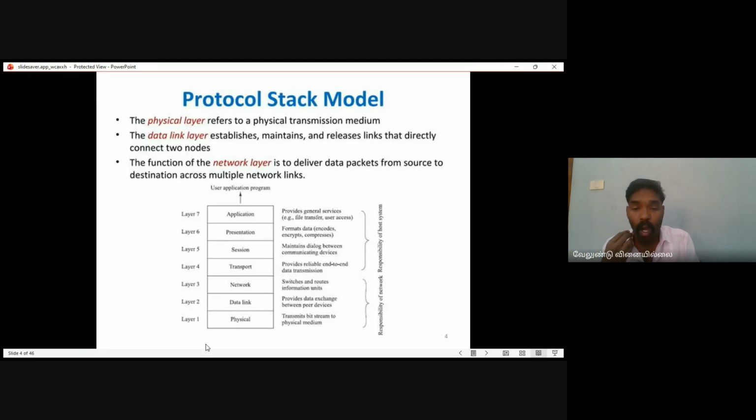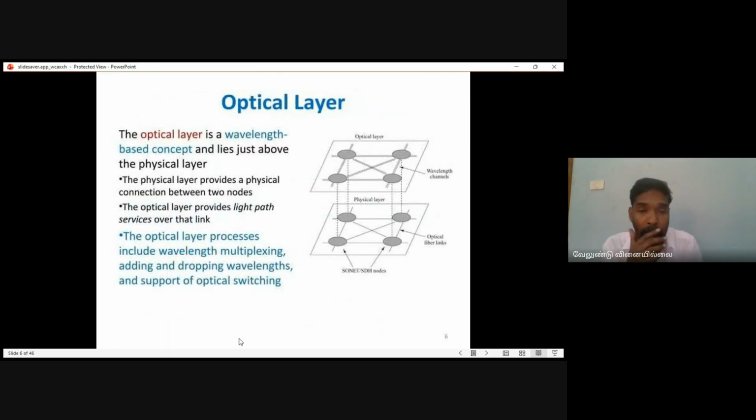So the optical network is under which layer? The physical layer only. The optical layer belongs to the physical layer. The optical layer provides a physical connection between two nodes. It provides a light path service over the link. The optical layer processes wavelength multiplexing, adds and drops wavelengths, and supports optical switching.